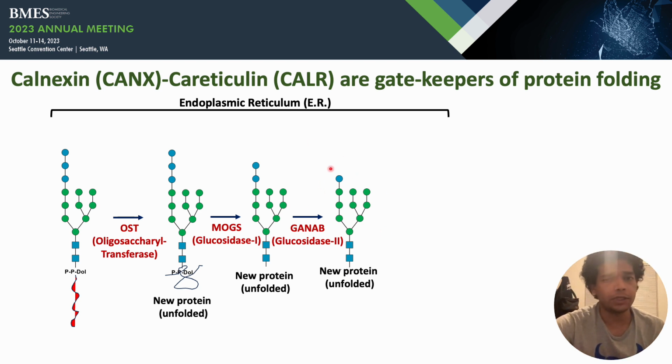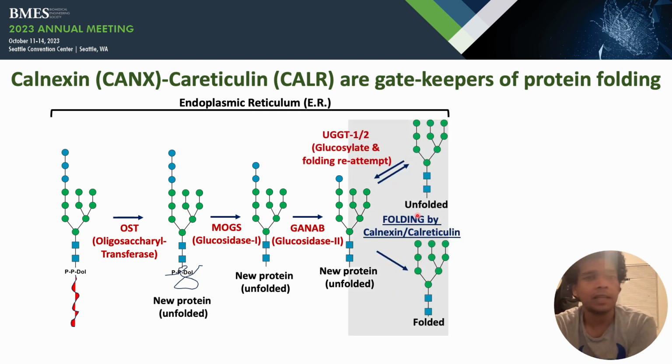At this stage, the carbohydrate can be detected by calnexin and calreticulin. These are intracellular chaperones usually found in the endoplasmic reticulum, and they help proteins get their native structure and also their native disulfide bonds. If the proteins are not able to form their native disulfide bonds, they will continue to circulate within this calnexin and calreticulin cycle to get their native structure.